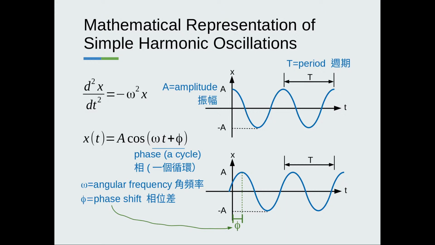So here you can see that the solution for x is A cosine(omega t plus phi). And you can see it from the graph here. This is time, as time is going on, and this is the position of your particle, of your mass. And the plus A and minus A, this is the amplitude. So A is the amplitude.